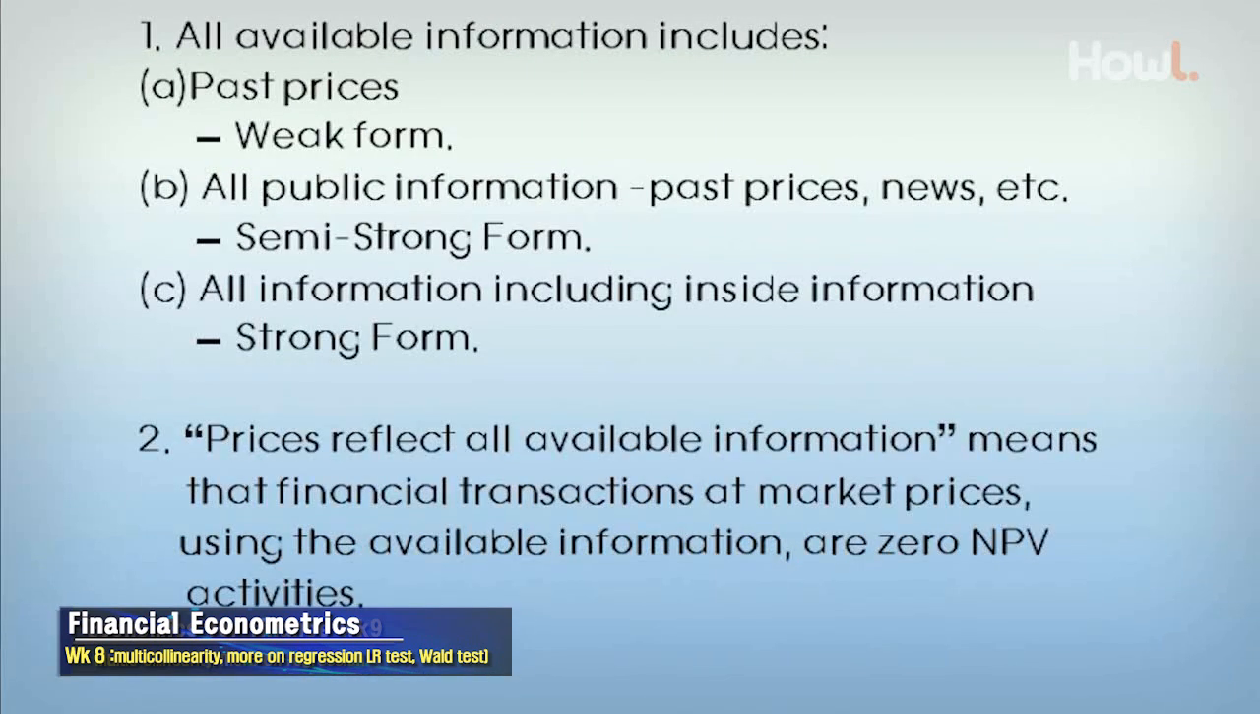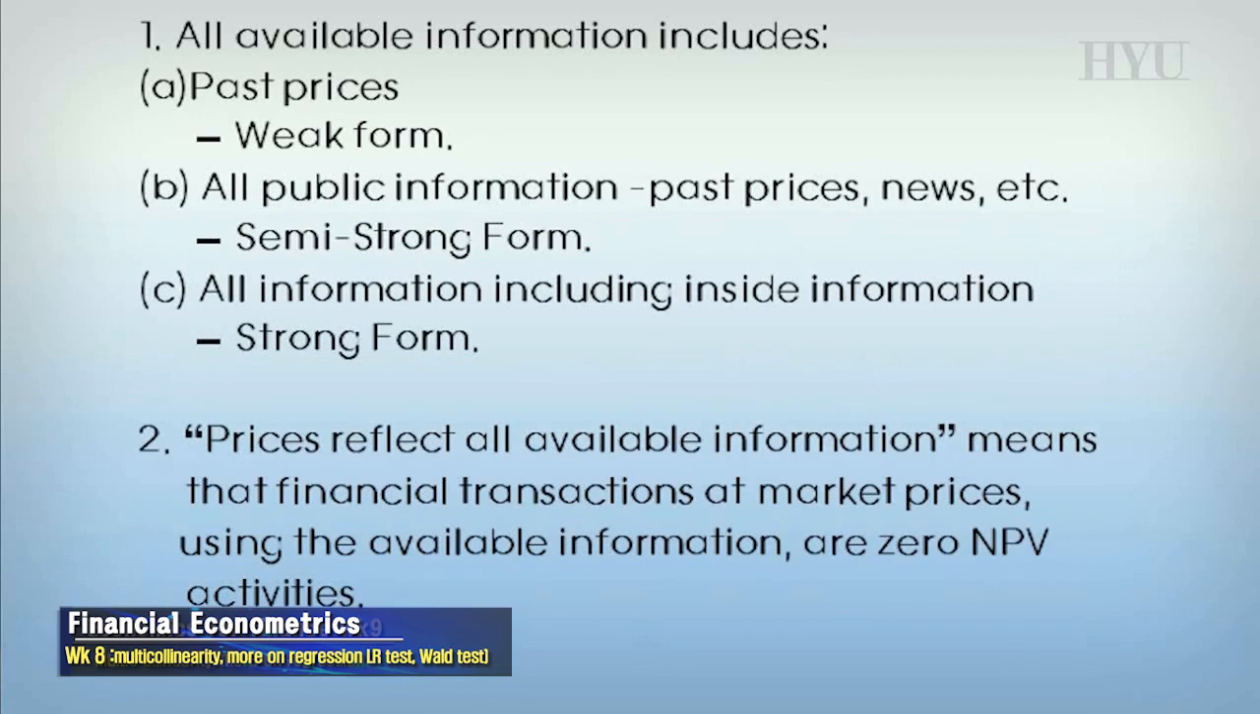Here are the answers. When all available information means only historical past prices, then the market is weak form EMH. When all available information means all public information like news and past prices, then the market is semi-strong form EMH. When all available information means including inside information, then the market is strong form EMH. Here, weak, semi-strong and strong form are the types of the EMH.